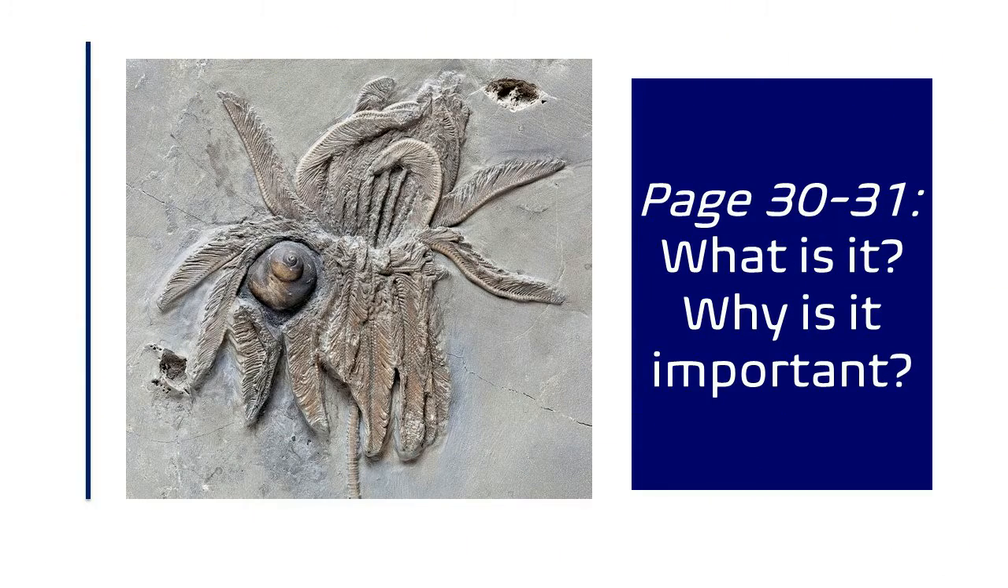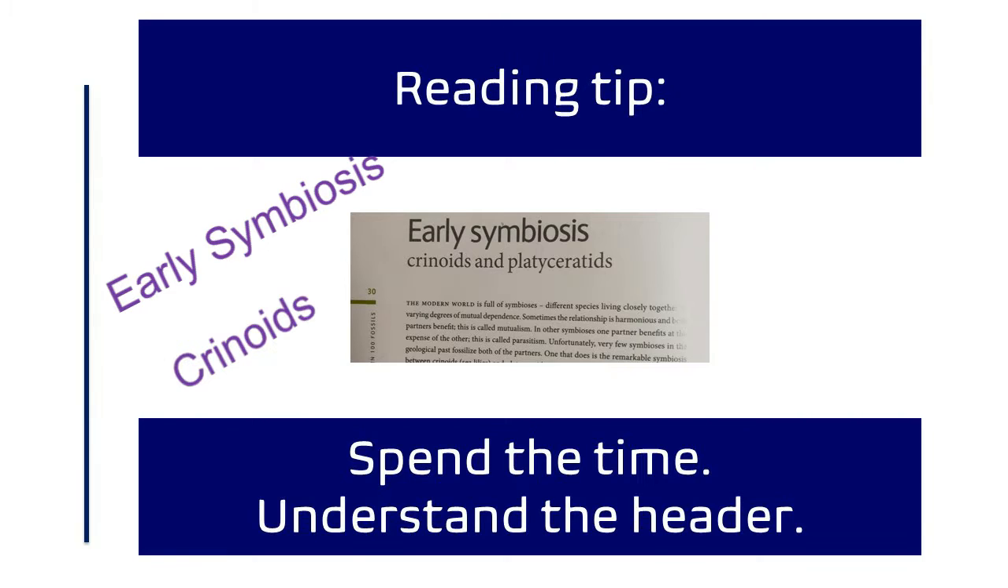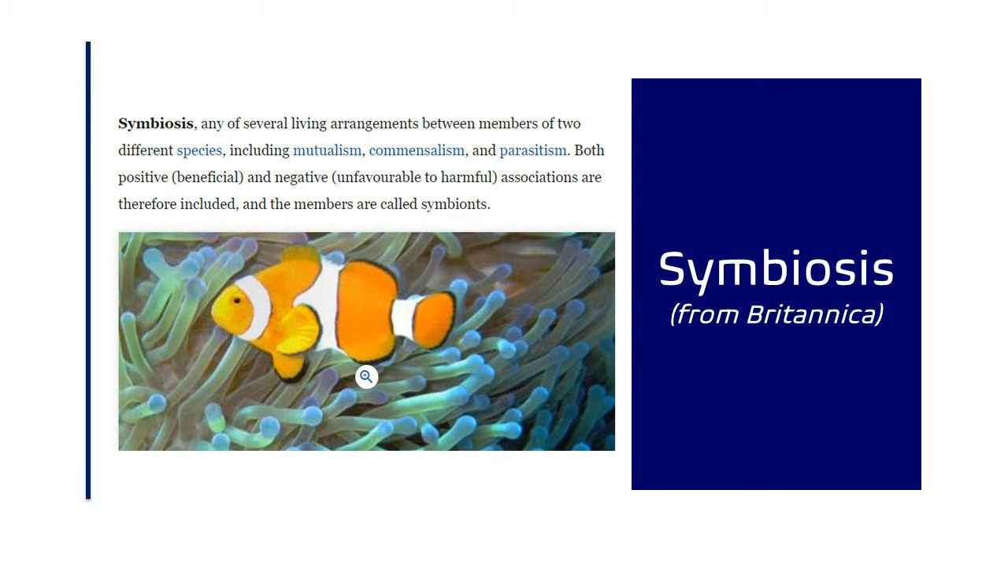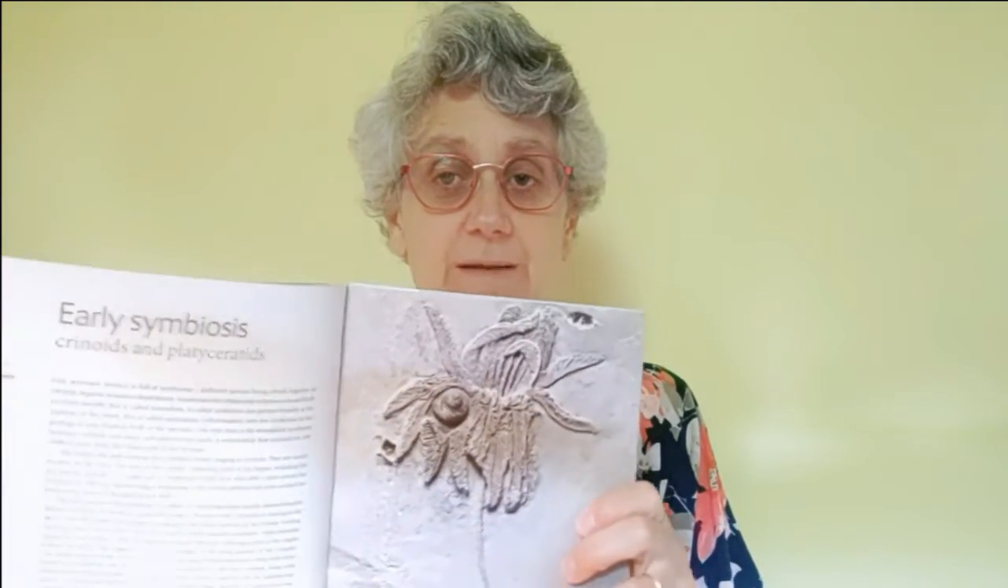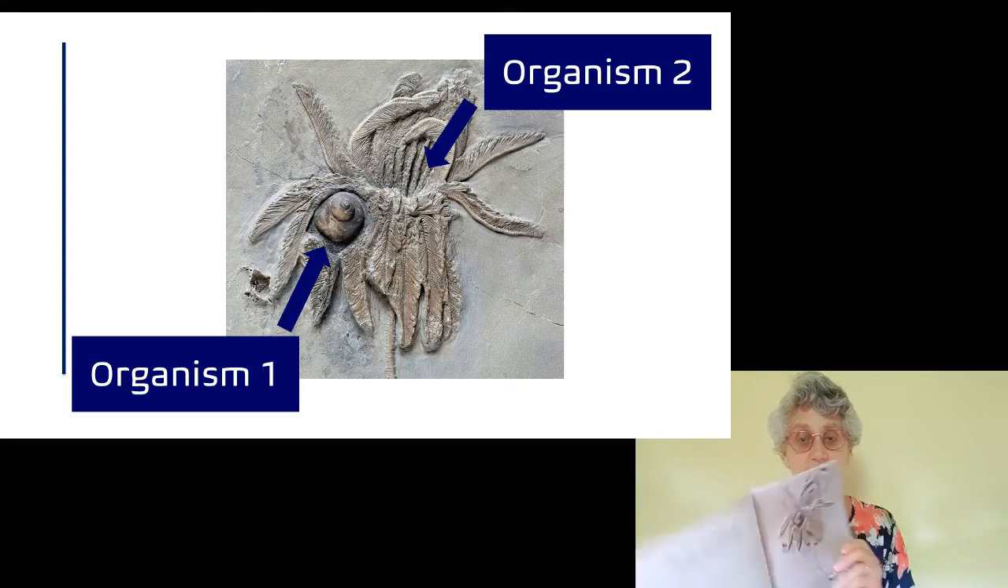You sit down, you open up this book, beautiful pictures. Now, what does it mean? My reading tip is that it's a good idea to invest some time in understanding headers, early symbiosis, crinoids, and platyceratids. Maybe you know what symbiosis is. If not, you just look it up. Symbiosis is defined as any of several living arrangements between members of two different species. With this knowledge, you can look at the thing and say, ooh, hey, look, there's this and that, two organisms.